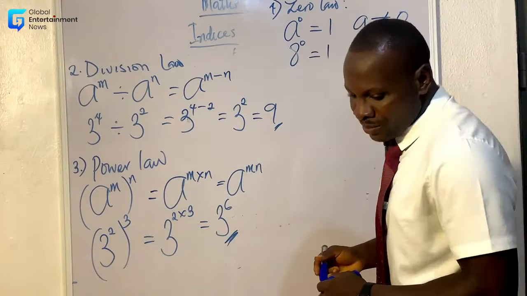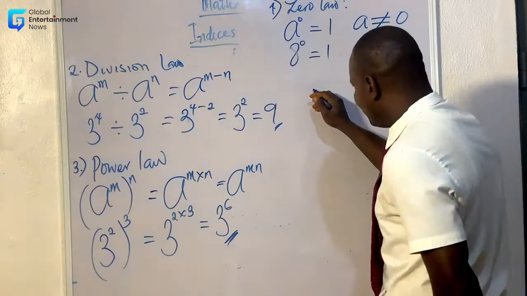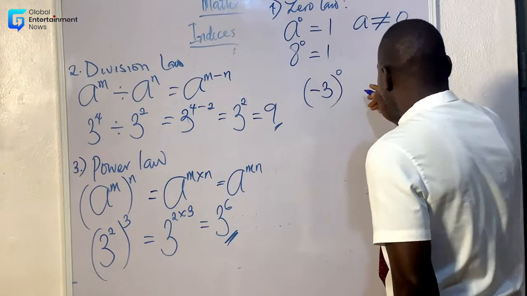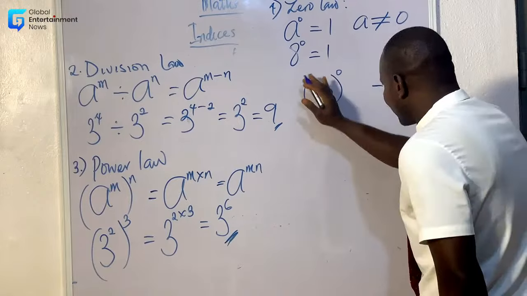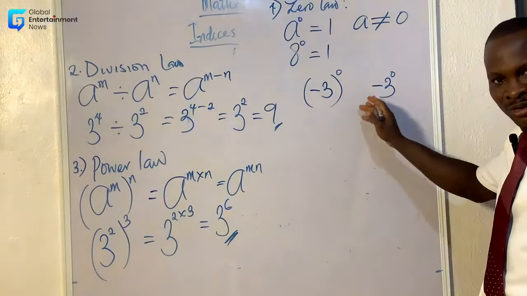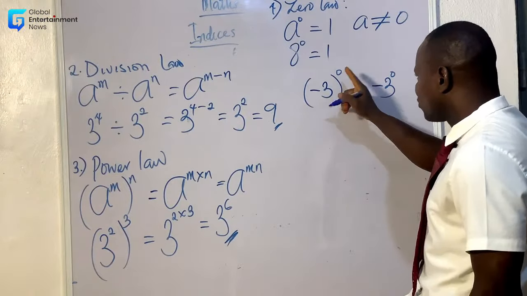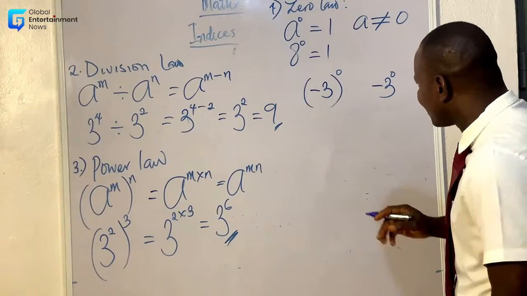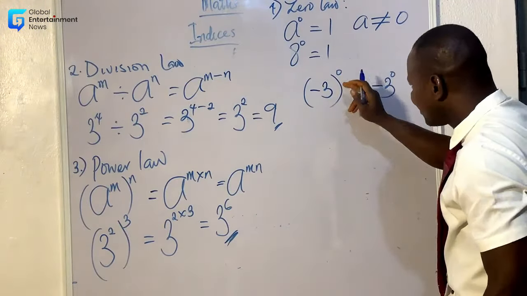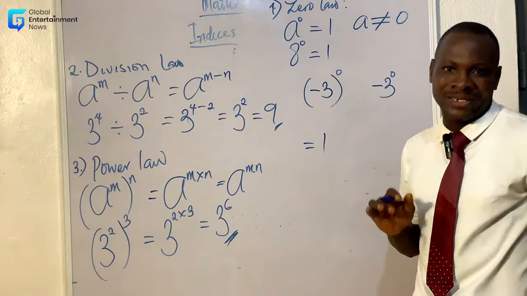Now, I want you to note something, please. There is a difference between minus 3 all in brackets raised to power 0, and minus 3 raised to power 0 without the bracket. Please take note of this. This is very important. When you have minus 3 in brackets raised to power 0, it means that this 3 owns this minus because we have a bracket here. And the answer here is going to be 1, which is positive 1.